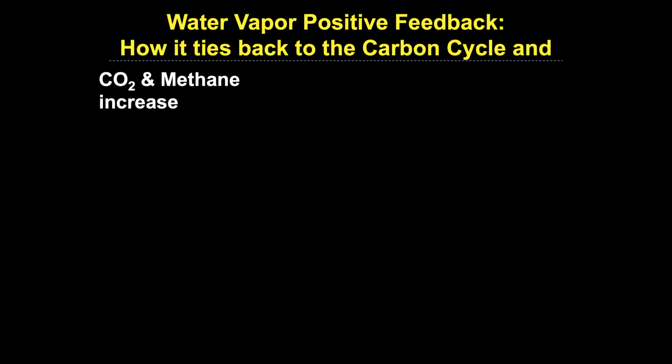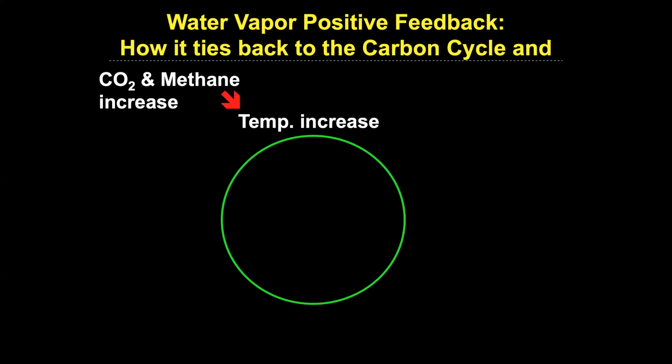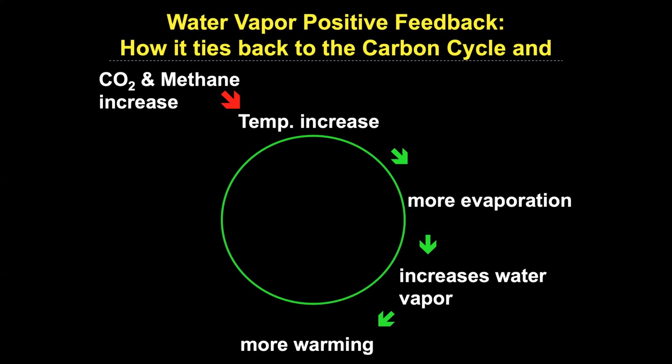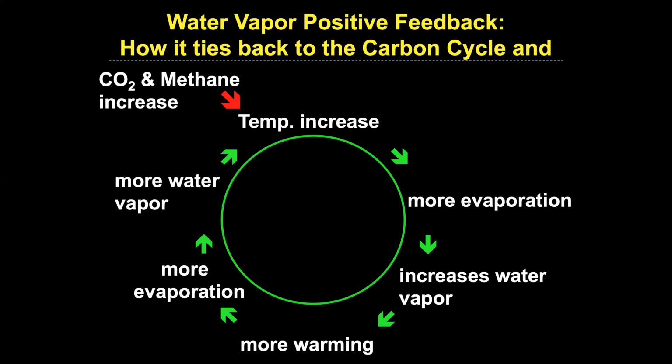Let's look at it from a positive feedback perspective. You have CO2 and methane increase. And you get the wheel: a temperature increase, more evaporation, an increase in water vapor, more warming, more evaporation, more water vapor, temperature increase. Again, remember, positive feedback implies a reinforcing of the original forcing. So if warming was the original forcing, a positive feedback will make it warmer still. So it's a bit of a runaway process.